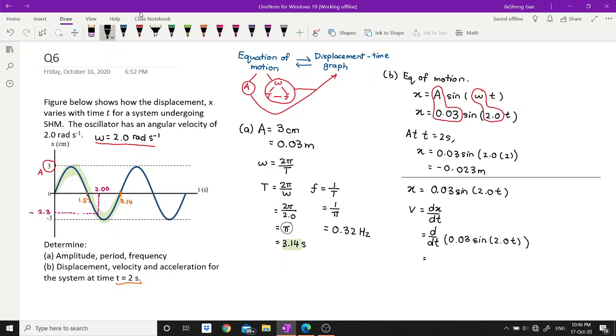Let's do it slowly. We have two things here. One is your 0.03. The other one is sine 2.0t. 0.03 is a constant. So when we are differentiating a constant, we can just factorize it out. So what will happen is we take out 0.03. And now you are left with d over dt, whereas inside there's sine 2.0t. This might be a little bit tricky and it involves something called chain rule. Chain rule is something that you learn in SPM, I think.